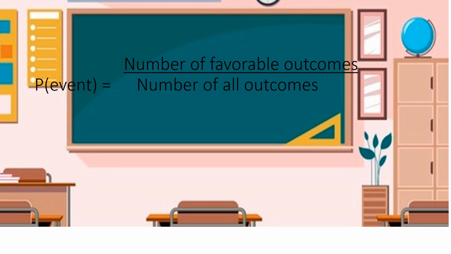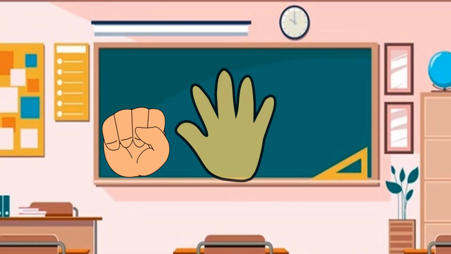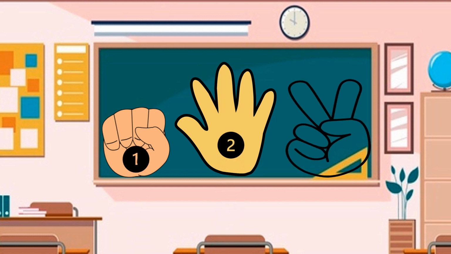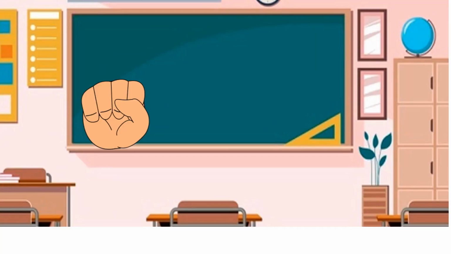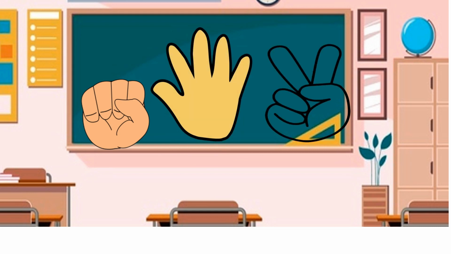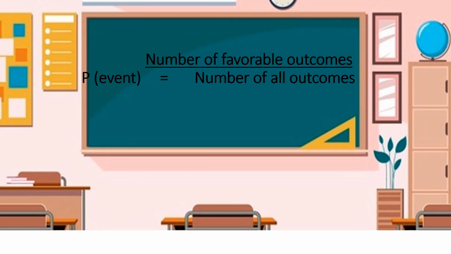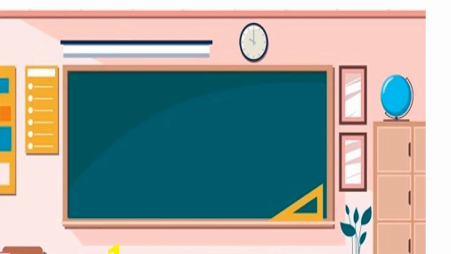Okay, now, what is the probability that your opponent will show rock, paper, or scissors? Let us find first the probability that your opponent will show rock. Remember that there are 3 possible outcomes. They are rock, paper, and scissors. How many rock do you see? Correct, there is only 1 rock. Using this formula, where will we put 1 and 3? Okay, is it 1/1, 1/3, or 3 over 1? Correct, the answer is 1/3.